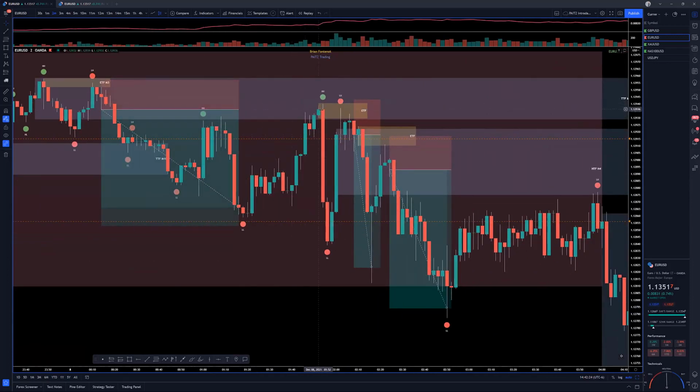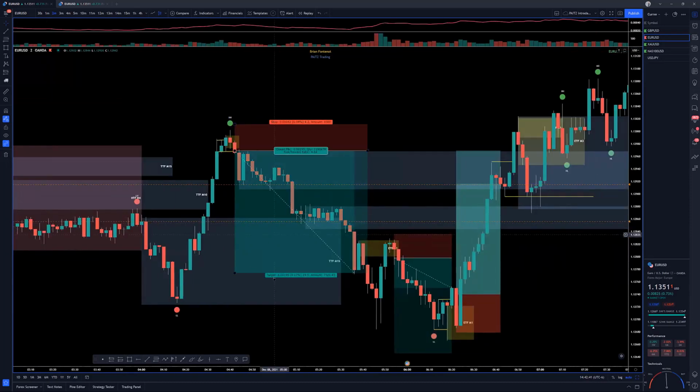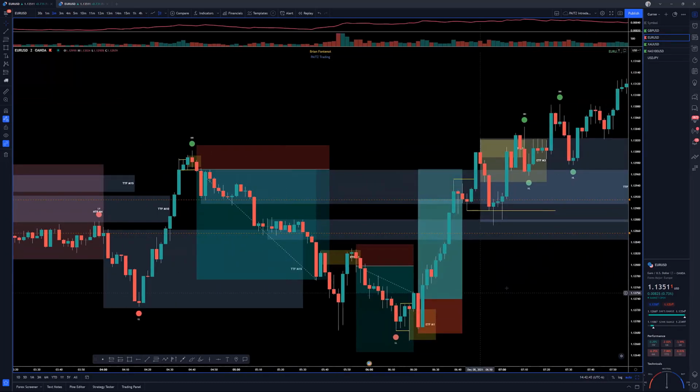It came in, it tapped in here, and then I ended up taking this short, and then I can't remember exactly why, because it wicked down here. I thought it disrespected this demand, so I put in a supply zone here, and it tapped into this. I took this and shorted that as well. And then where was it? This is all in 2 minutes.